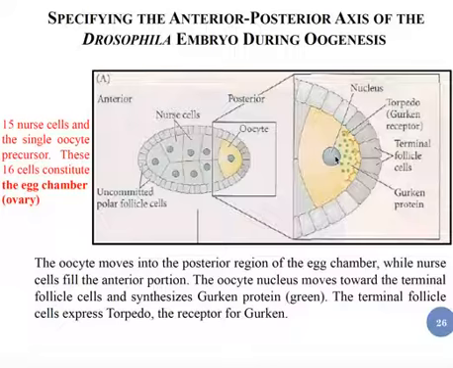The nucleus will just approach these terminal cells, and by this time the nucleus will produce one protein. This protein is called gurken. So we have gurken protein released. Gurken will bind specifically to one receptor present at the surface of the terminal follicle cells. You see, these are the terminal follicle cells. So gurken will find torpedo. Torpedo is the gurken receptor, and torpedo is present at the surface of those terminal follicle epithelial cells.